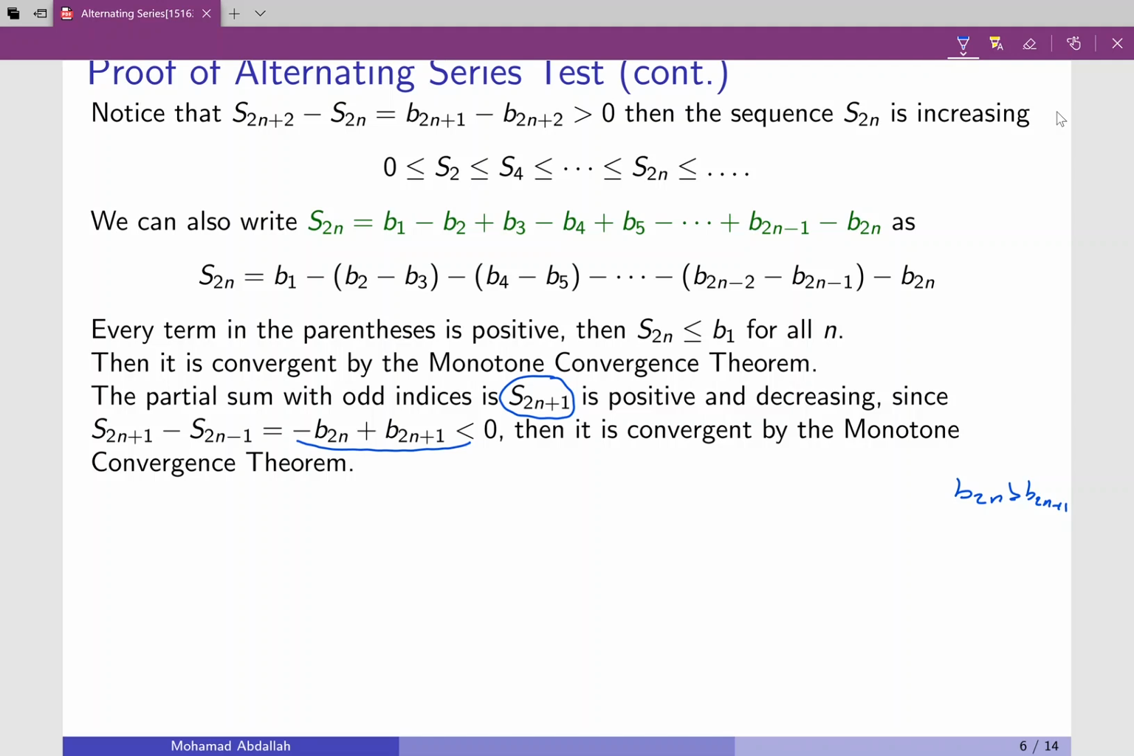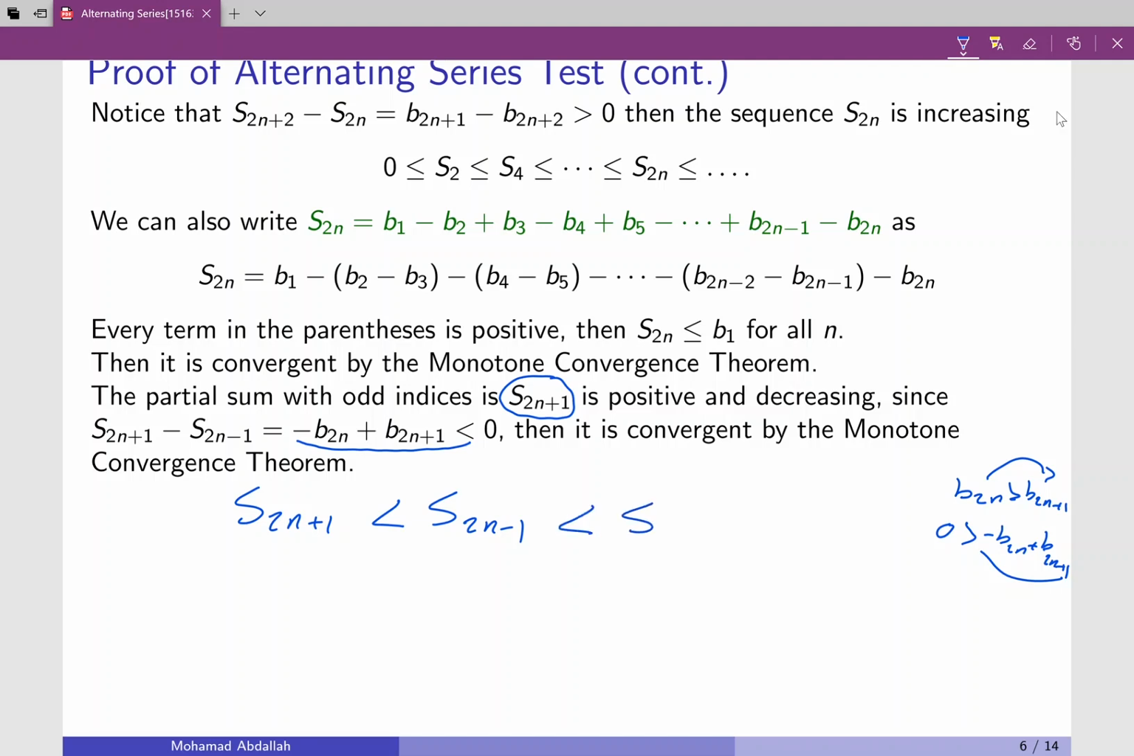Okay, so 0 is bigger than, if you move this to the other side, negative b2n plus b2n plus 1. So that means this term is negative. So s2n plus 1 minus s2n minus 1 is less than 0. Move s2n minus 1 to the other side, you get this. So this means that s2n plus 1 is less than s2n minus 1.